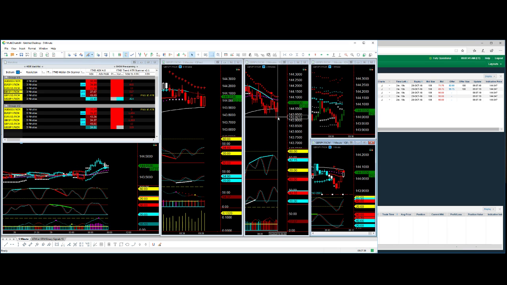If this turns out to be a pivot low, which it looks like it's going to, that's going to cause your stochastics to move up, which is going to give you what? Trend divergence to the upside.